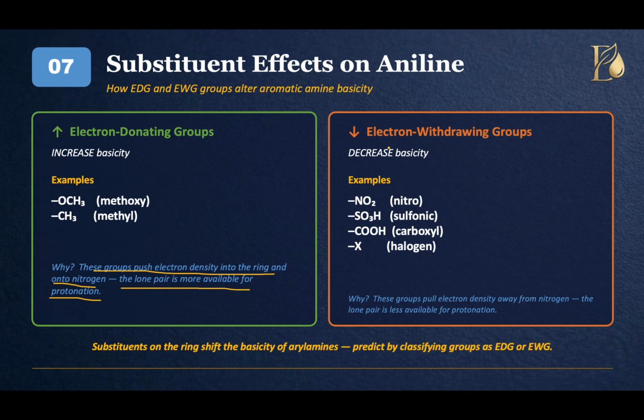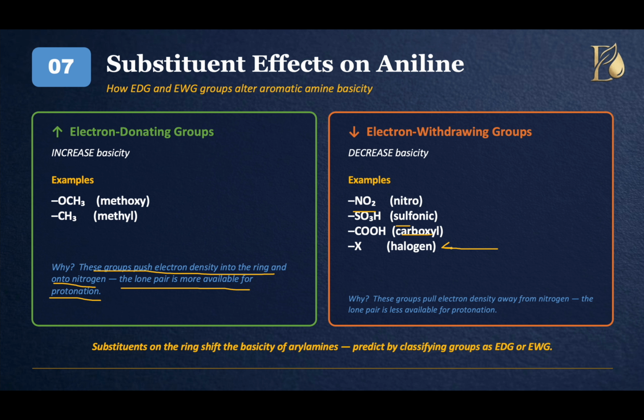But if the substituents are electron-withdrawing groups, they will withdraw electrons towards them. For example, nitro NO2 or sulfonic group SO3H or carboxyl groups such as COOH or halogen atoms such as bromine, iodine or chlorine. What will happen? They will pull electron density away from the benzene ring and towards themselves, and therefore the electron density becomes less on the benzene ring and nitrogen atom. As a result, the lone pair on nitrogen becomes less available for protonation.